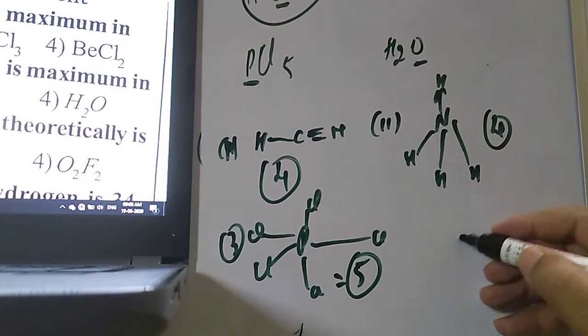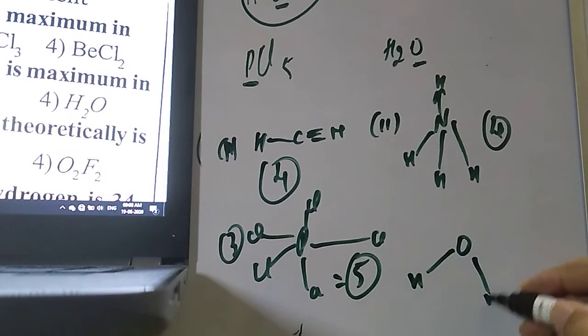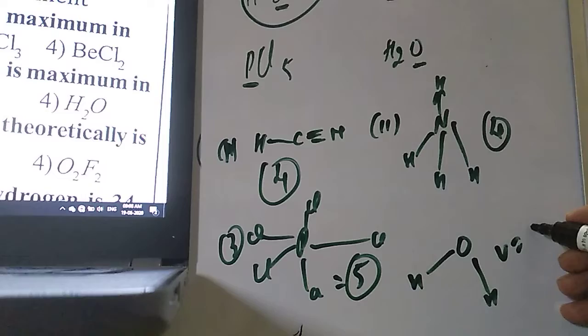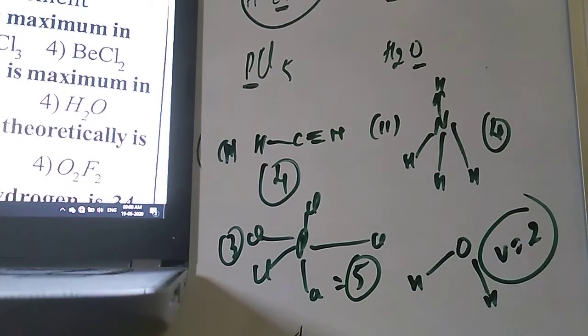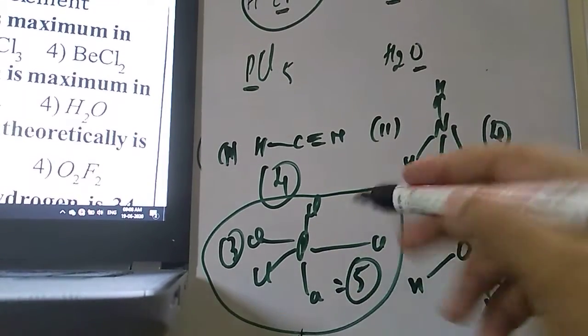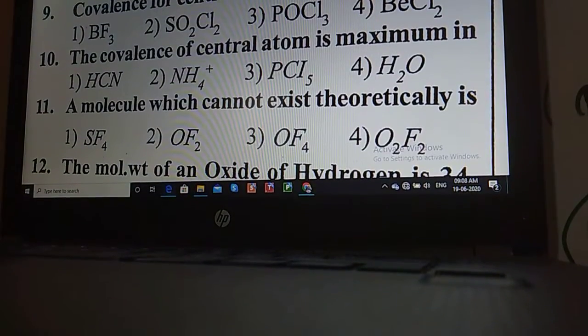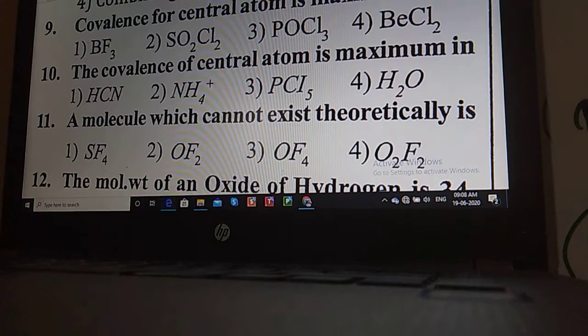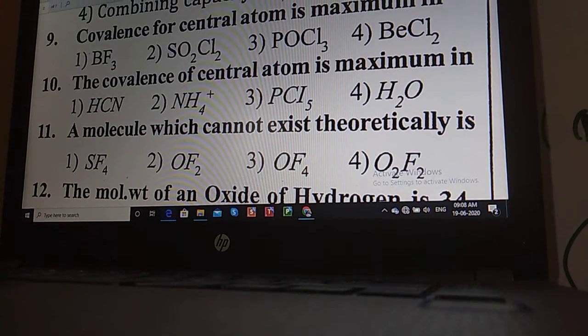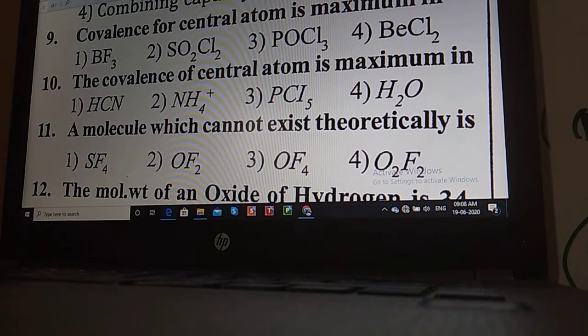If you go to the fourth option, oxygen, here is hydrogen, here is hydrogen. So valency is equal to how much, student? 2. So the maximum number of bonds is in PCl5. So the correct option is option number 3, student. This is the correct option number 3 for the question we did.